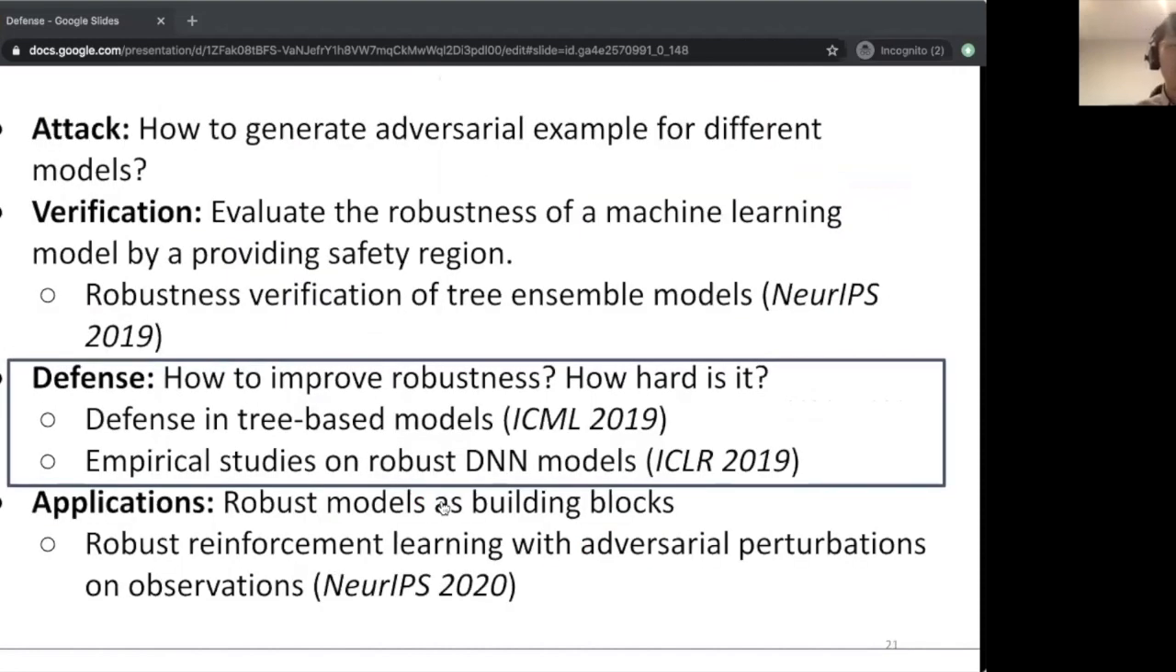So this is for robustness verification for tree-based models. And for the second part, we move to adversarial defense. In this section, I will present our work in adversarial defense for tree-based models and some empirical studies on robust deep learning models.